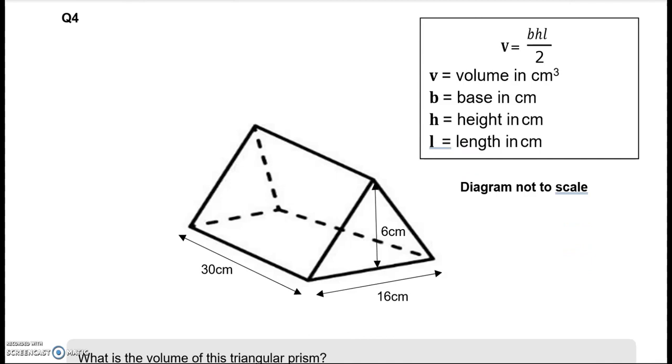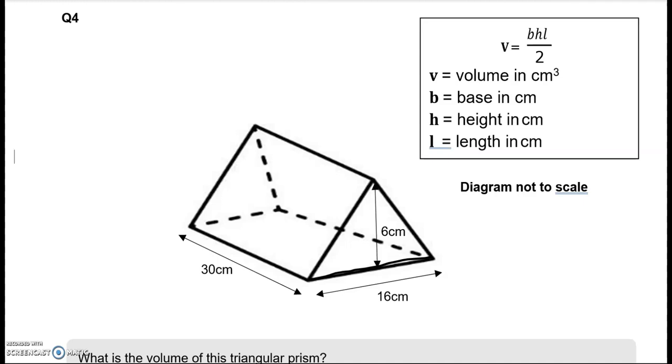So we've got the formula, which is V equals BHL divided by 2. V stands for the volume in cubic centimeters. B is the base of the triangle. H is the height in centimeters. That is 6 in here. And we've got L for length, which is 30 centimeters.